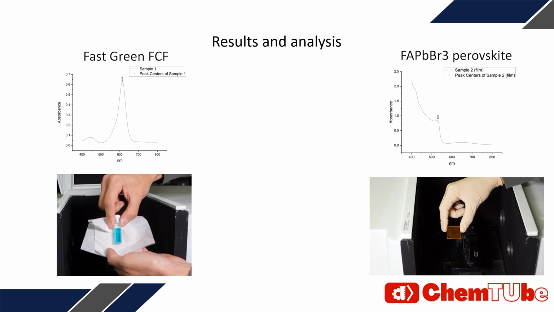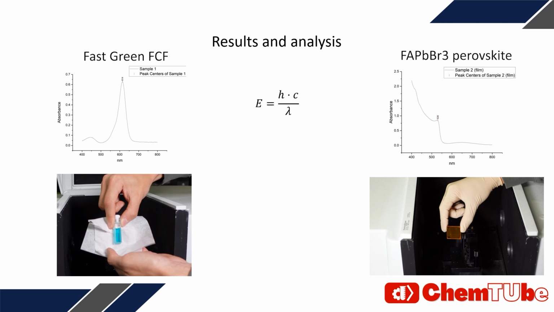Now, let's dive into the results. On the left side we see sample 1, which is fast green FCF, which is a food coloring compound. On the right we see sample 2, which is a perovskite material used in photovoltaics. When you obtain a UV-Vis spectrum, you'll see peaks and patterns. These represent the absorption characteristics of your sample at different wavelengths.